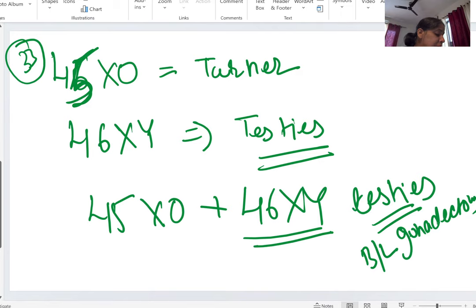HRT: as the XY is present, we have to treat it like a male. So we will not give this lady estrogen because XY is present. So we have to treat this Turner as male. Right?